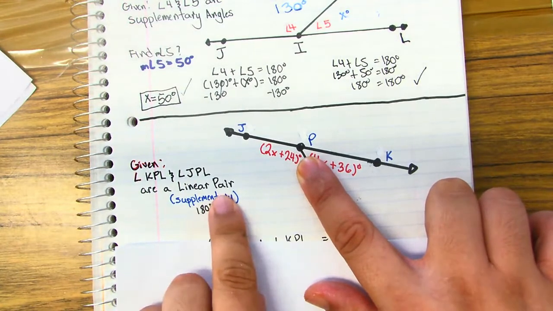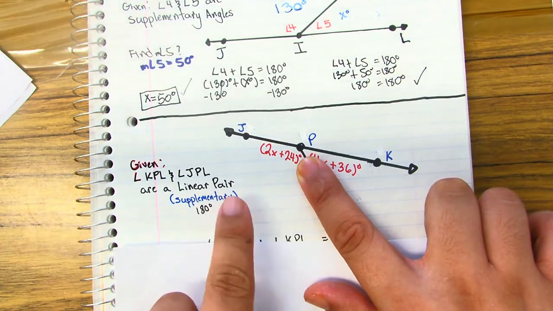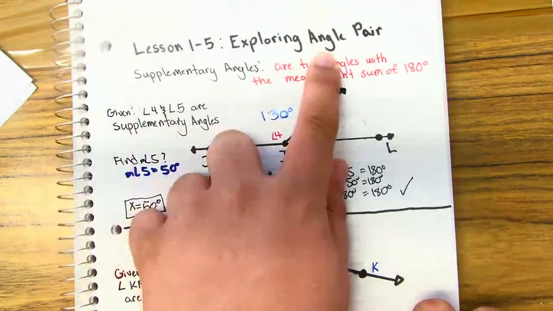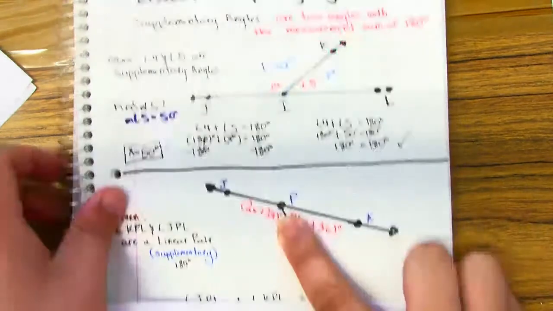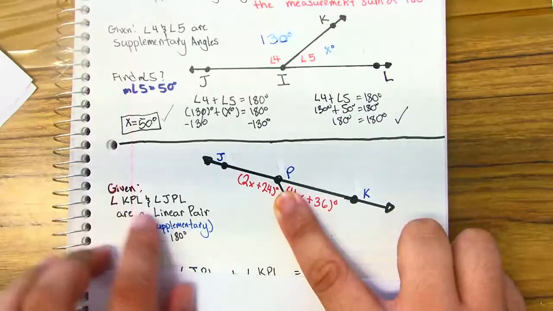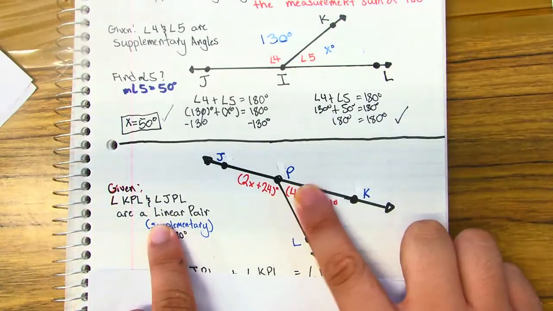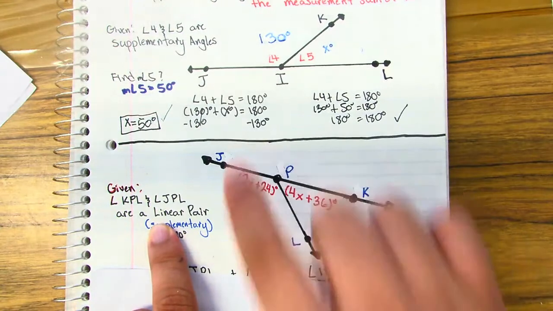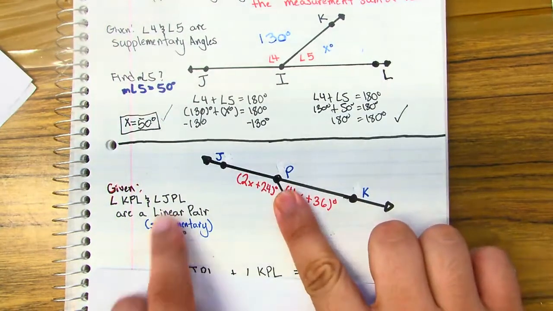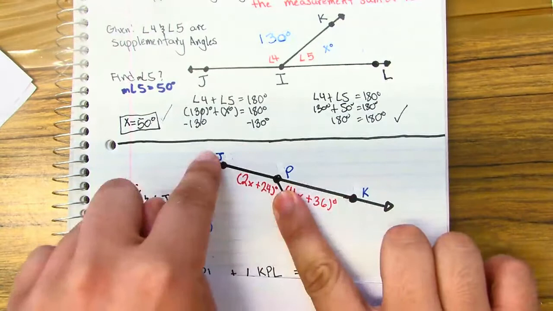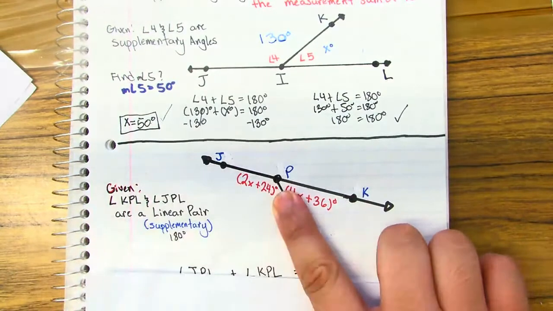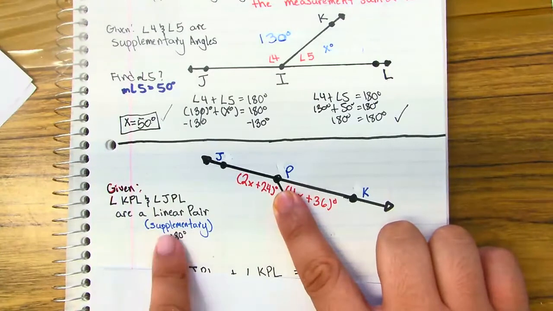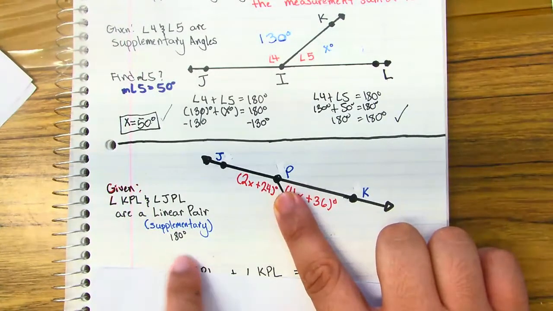But if you see the word pair, where does the pair focus on? The pair is talking about the angle pair, right? Linear pair: two angles that will be forming a line. The two angles we're talking about are KPL and LPJ. And what is the value of a straight angle? It equals 180 degrees. Or you can just remember this fact that a linear pair is also supplementary and equals 180.